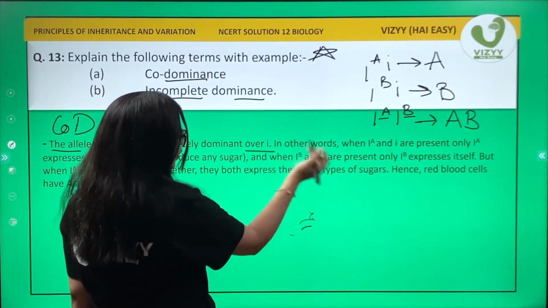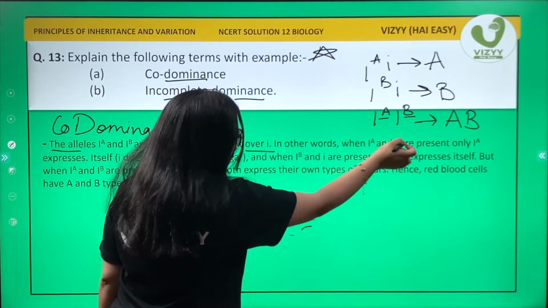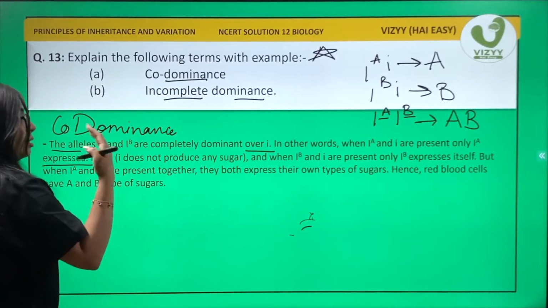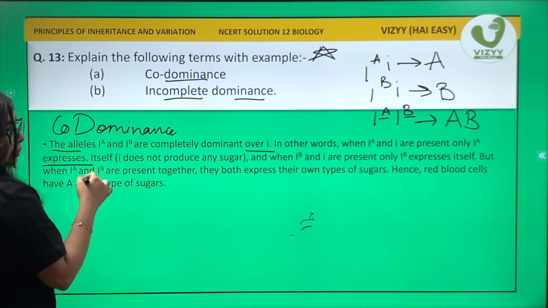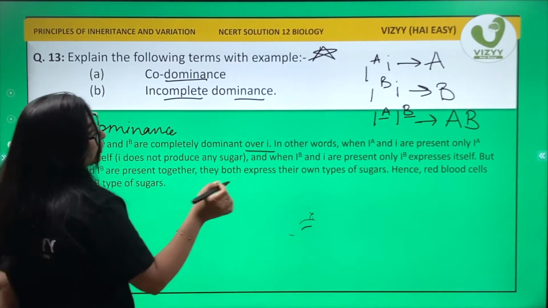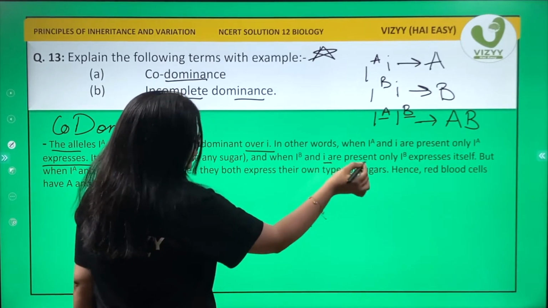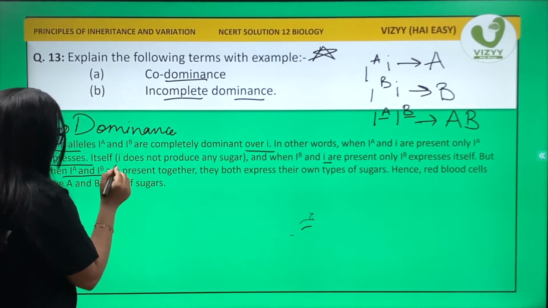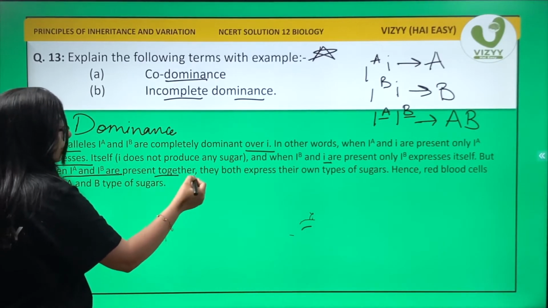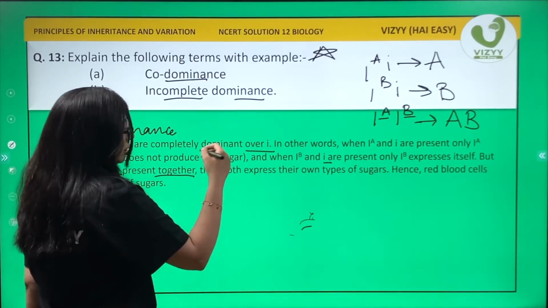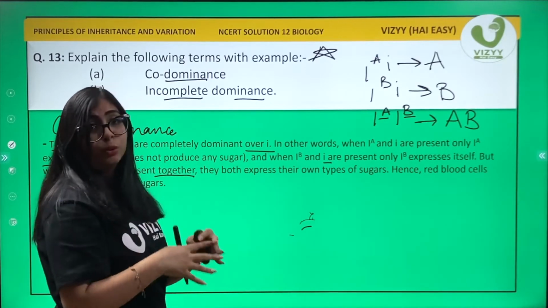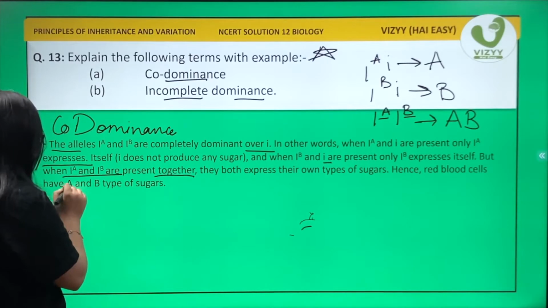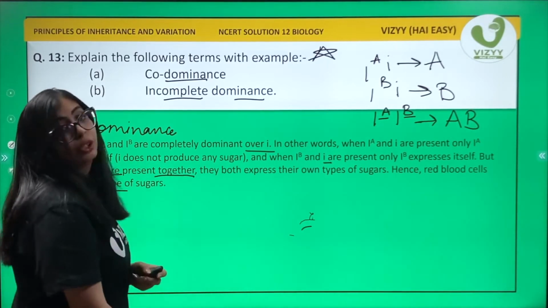Now, in other words, when IA and i are present, only IA is expressed. Same goes with IB. When IB and i are present, only IB is expressed. But when IA and IB are present together, both are expressed having their own sugars. And hence, red blood cells have types A and B of sugars.